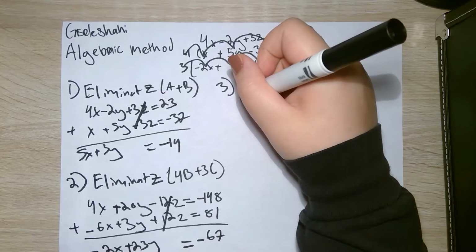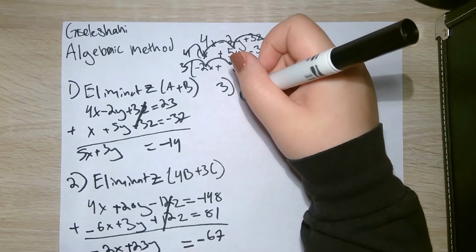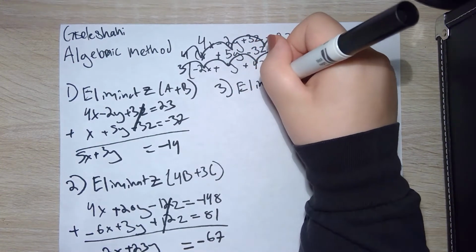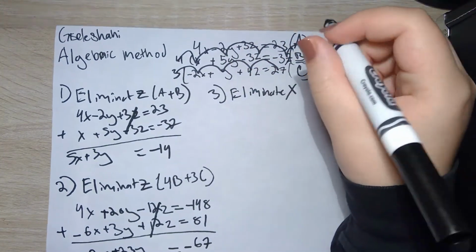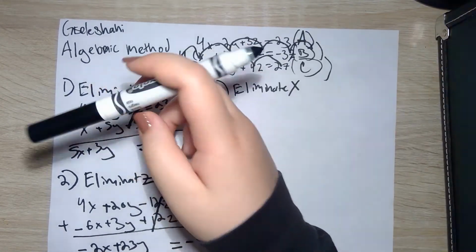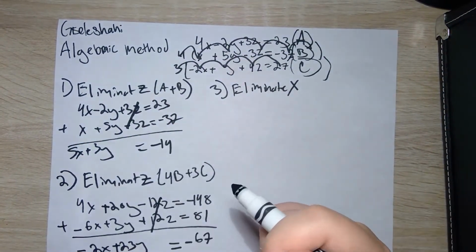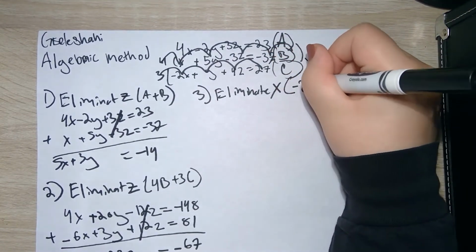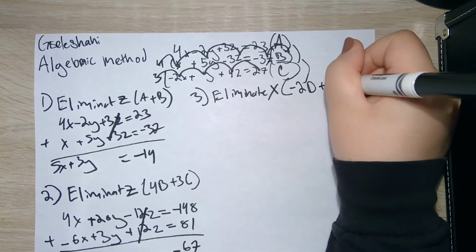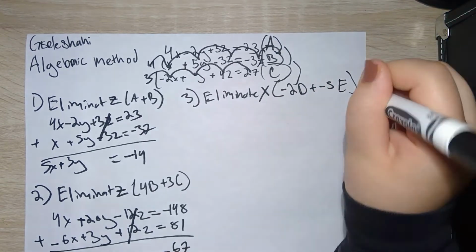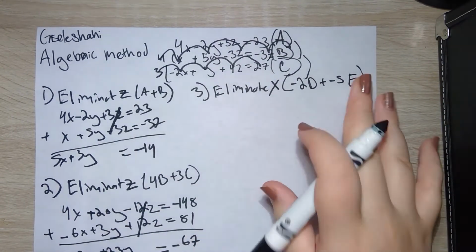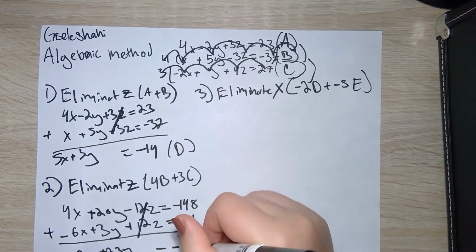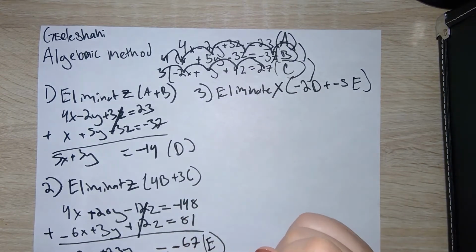All right, third step. Now we're going to move on to eliminate a different variable. I'm going to do x, because you have to eliminate one of these two, and it's just going to be easier with the x for me. And the D and the E are these two equations. So you go A, B, C, D, E.